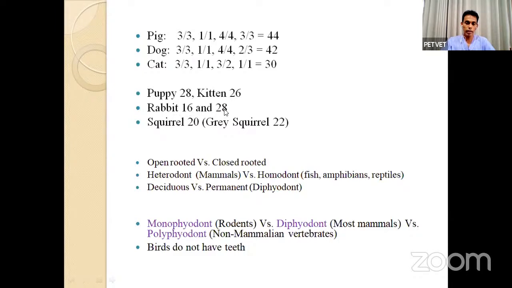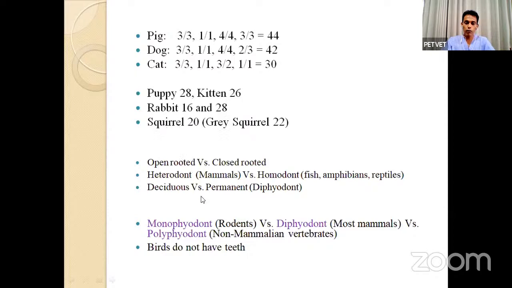So rabbits have 28 of the permanent set and 16 of the deciduous or milk teeth. And squirrels usually have 20 teeth, and the one exception is the gray squirrel, they have 22. And they don't have milk teeth and a permanent set of teeth. They only have one set of teeth. So that's why it's only one figure here.